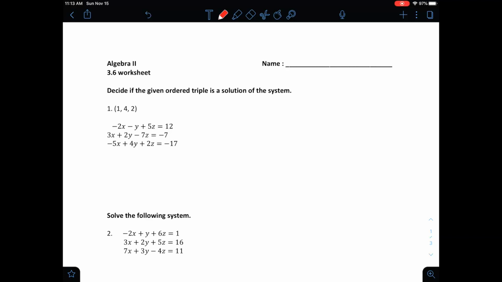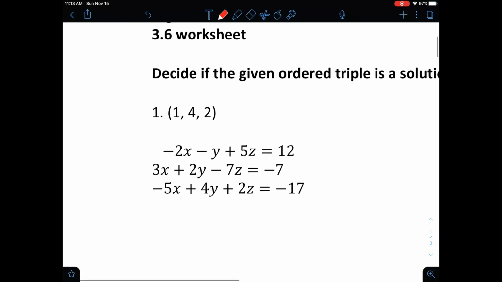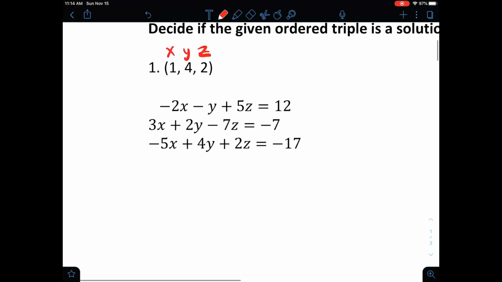So number one. It says, decide if the given ordered triple is a solution of the system. When we're trying to determine if something is a solution, we should be able to plug it in for x, y, and z and see if it's going to be true or not at the end. We have 1, 4, and 2 we're checking, so we're going to go x, y, and z. So we're going to plug in each of these equations.